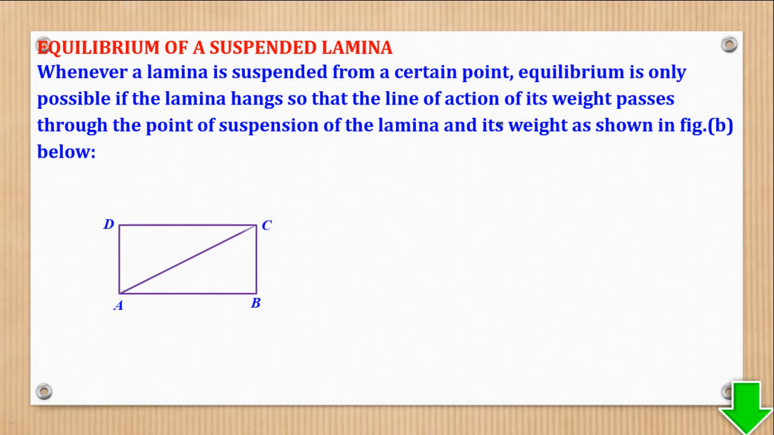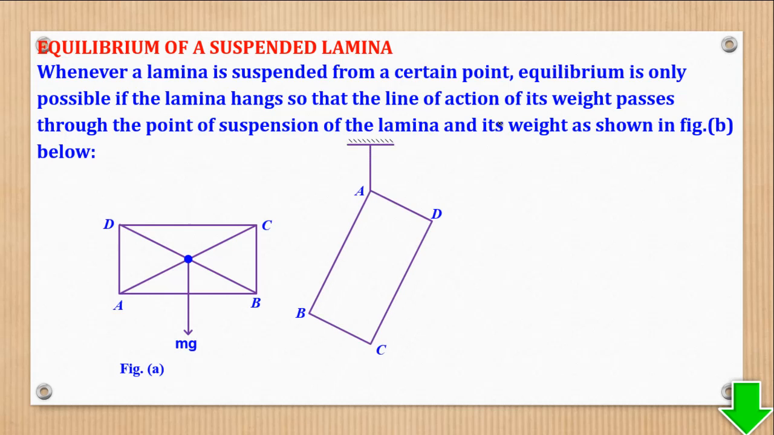It has weight like that. Now, what if I suspend it from a point, say A? That's how it will appear. Because this is in equilibrium, the weight must pass through two points: the point of suspension and the center of gravity. Do you see this? This is a straight line, meaning that it is in equilibrium.